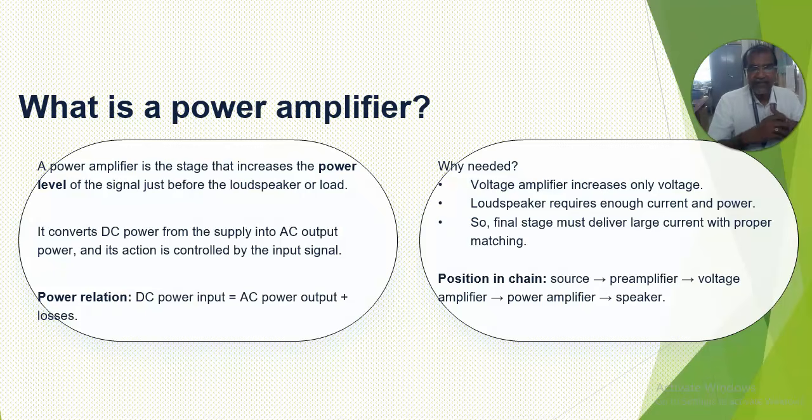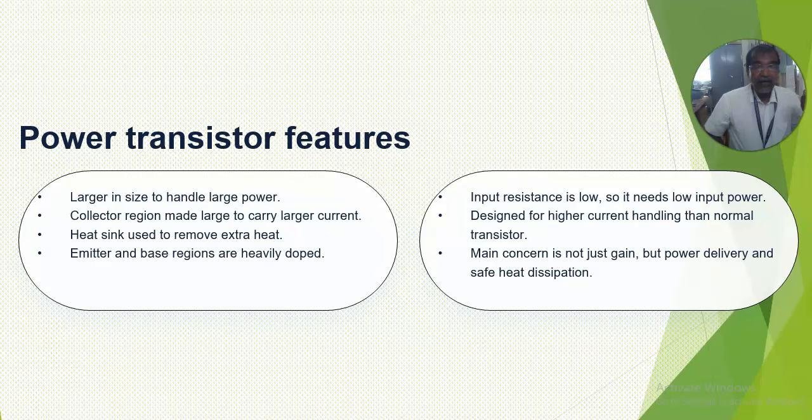Why is it needed? A voltage amplifier increases only the voltage. A loudspeaker requires enough current and power. So the final stage must deliver large current with proper matching. So it's a sequence: from the source it is given to the preamplifier, from the preamplifier it is given to the voltage amplifier, the output of the voltage amplifier is given to the power amplifier, and the output of the power amplifier is given to the speaker for better hearing. So for a power amplifier, the power transistor plays the important role.